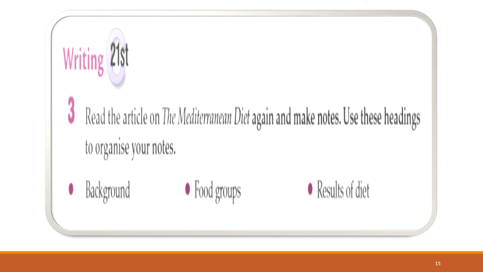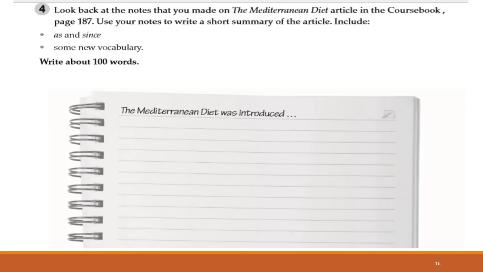Background means: what do you know about this Mediterranean diet? Food groups includes what? Like the food groups mentioned in this Mediterranean diet. And the results of the diet: if you follow this diet, what will happen to you and to your body? So I need you to write a summary. You have to read this article about the Mediterranean diet again and make a summary of the article.